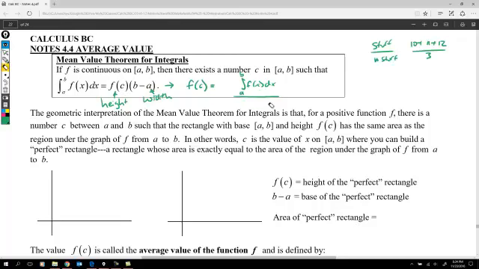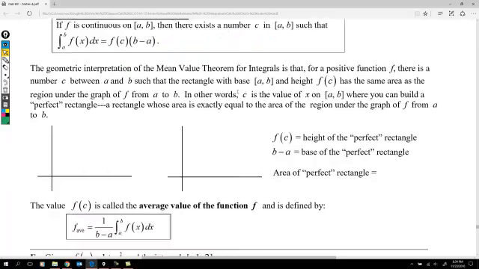A different way of writing this is to stick the 1 over b minus a in front, and this is the way you'll normally see it. So it's your normal integral with a 1 over b minus a in the front. That's the only extra step that you have to remember. Now, let's see what this means graphically.